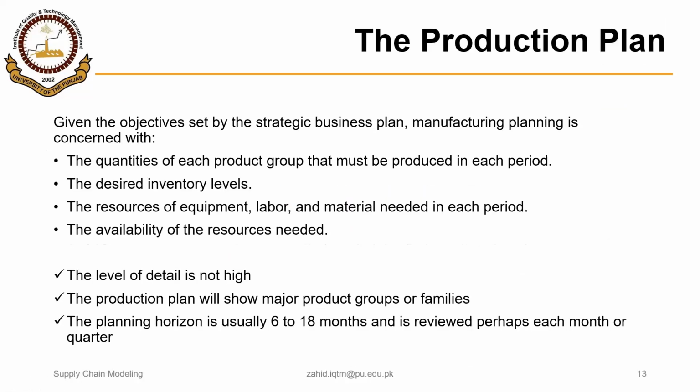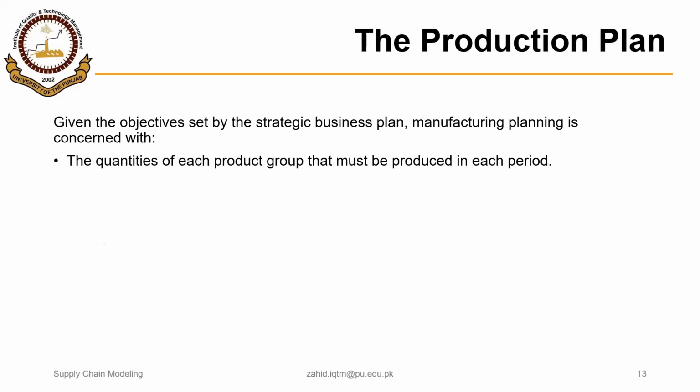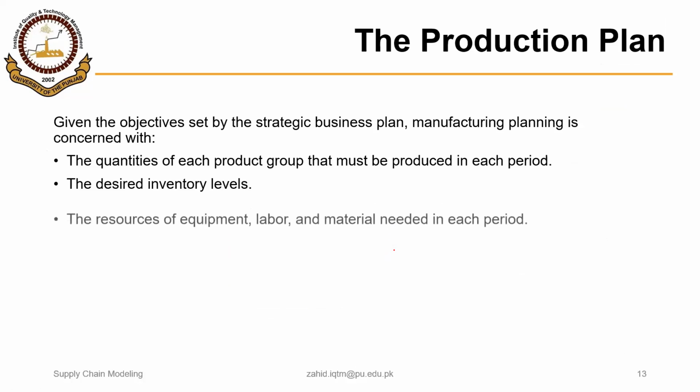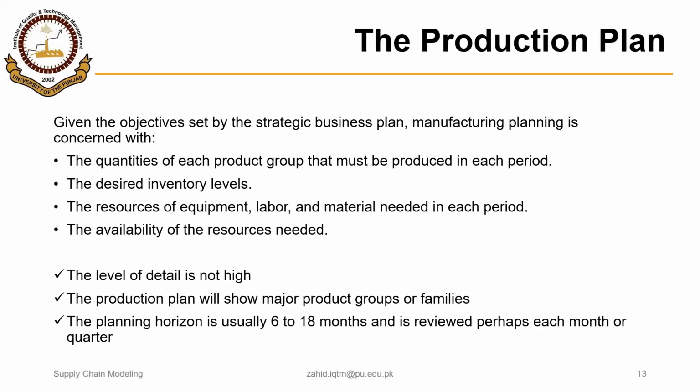So given the objective set by the strategic business plan, this first level, that is a long-term plan. Manufacturing planning is concerned with the quantities of each product group that must be produced in each period, the desired inventory levels, the resources of equipment, labor, and materials needed, and the availability of such resources. These are important decisions that are made while we are making a production plan. So the level of detail is not high. The production plan will show major product groups or families. The planning horizon is usually 6 to 18 months and is reviewed perhaps each month or quarter.